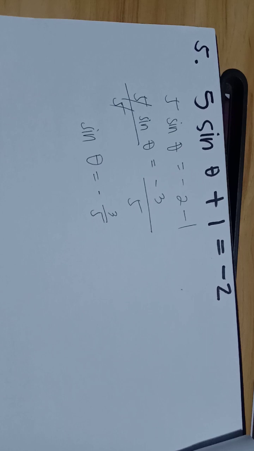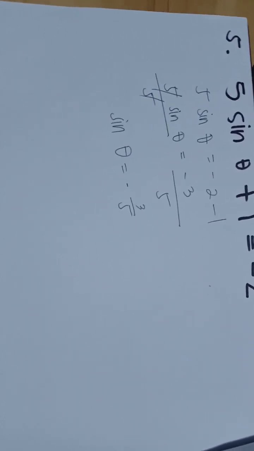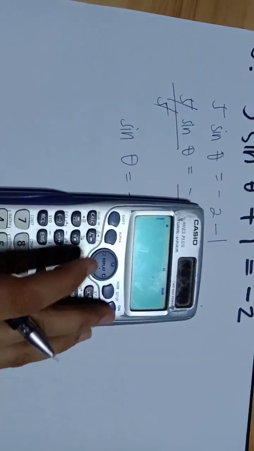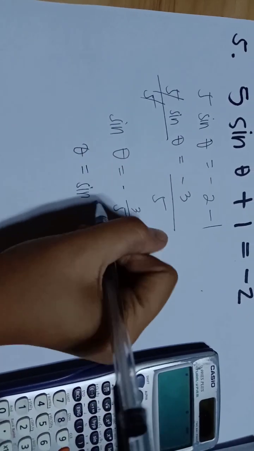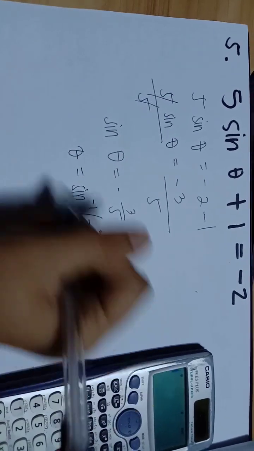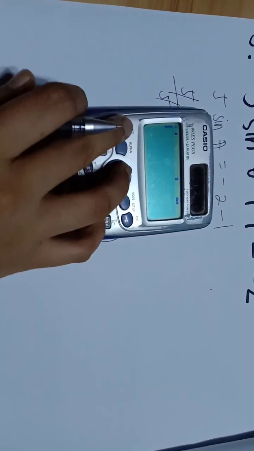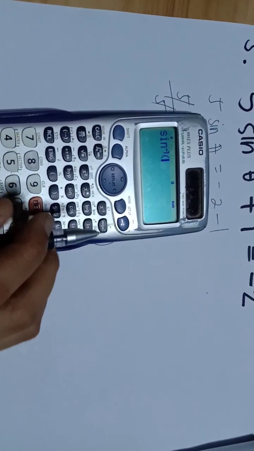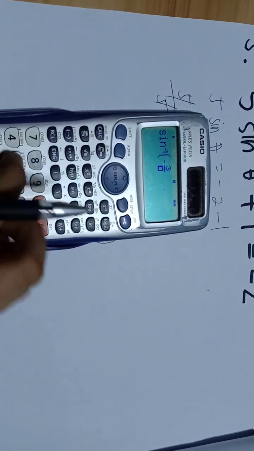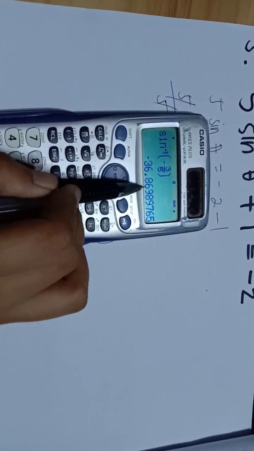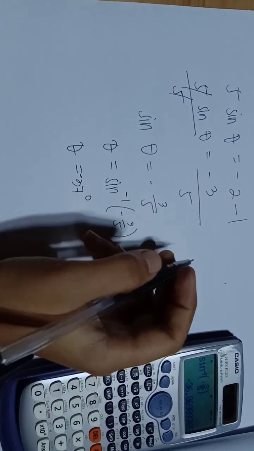Okay, using the calculator, we can now find the value of our theta. Let's write first, theta equals arc sine of negative 3 over 5. Theta is equal to, just press shift, then sine, then put the value. So our theta now is equal to negative 36.86 degrees. That's rounded off, negative 37 degrees.